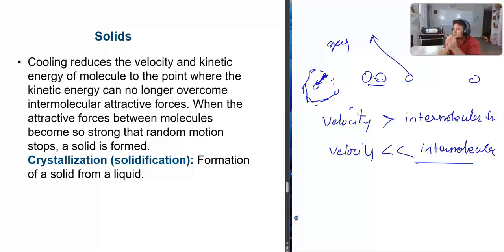Then random motion stops. If the intermolecular force is very strong, so that it doesn't let them move, then that is a solid. But if the intermolecular force is not enough to stop that random motion, then it is either liquid or gas. For a gas, the velocity is enough to liberate, enough to break down the intermolecular force barrier. But for a liquid, the velocity is not enough to break down the intermolecular force barrier, yet they are still in random motion, so they are liquid.